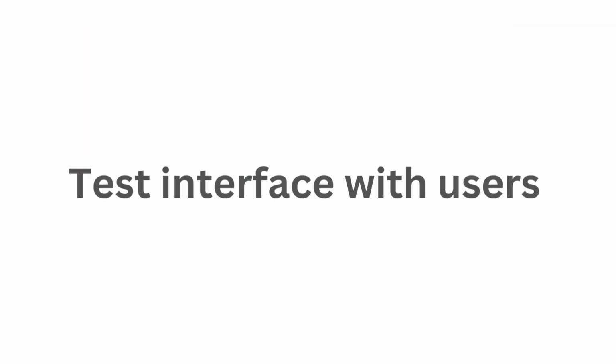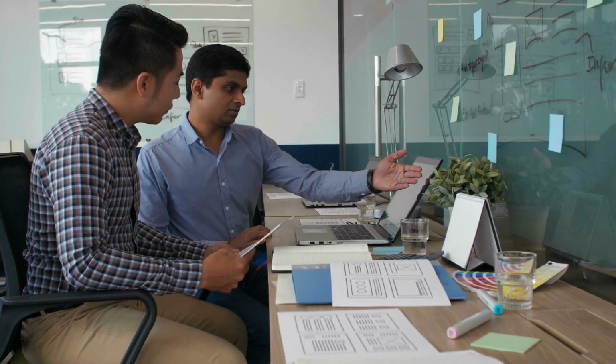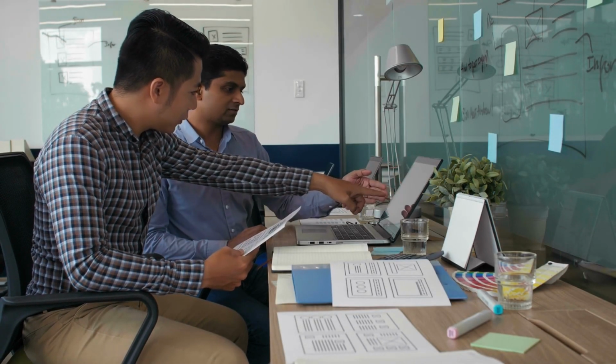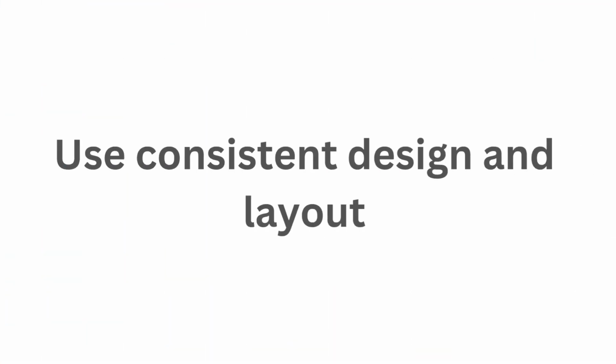Tip number 7. Test the interface with users to ensure that it is easy to use and navigate even when using peripheral vision. This can be done through usability testing, where users are asked to complete tasks and provide feedback on their experience.